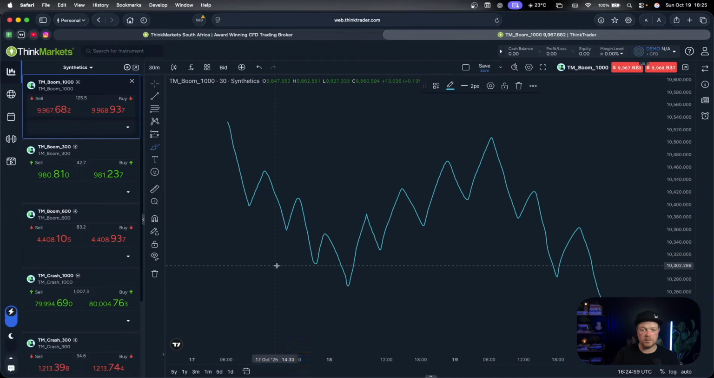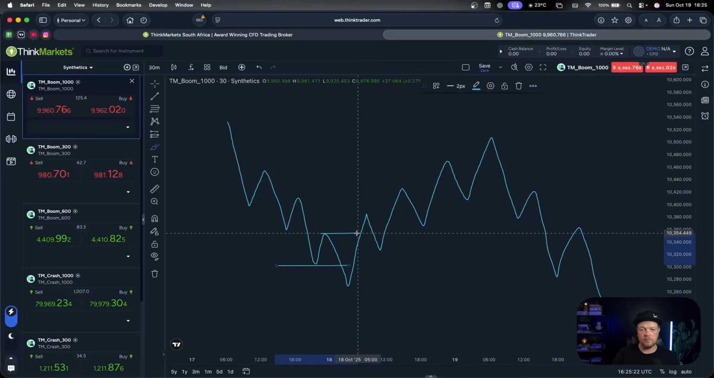We want to wait for some sort of liquidity sweep to happen on a higher time frame. Your higher time frame is your higher time frame. If you are a scalper, your higher time frame can be an hour. If you are a swing trader, your higher time frame can be the daily. So we want a higher time frame low to be taken out.